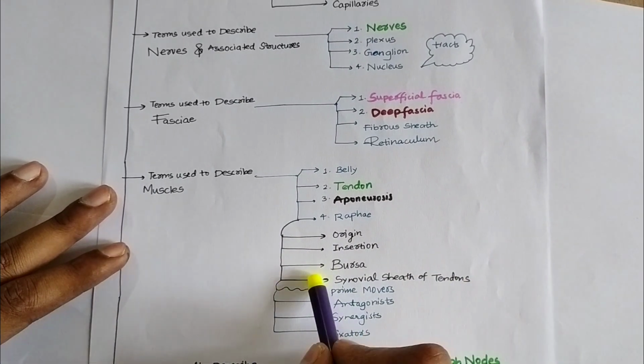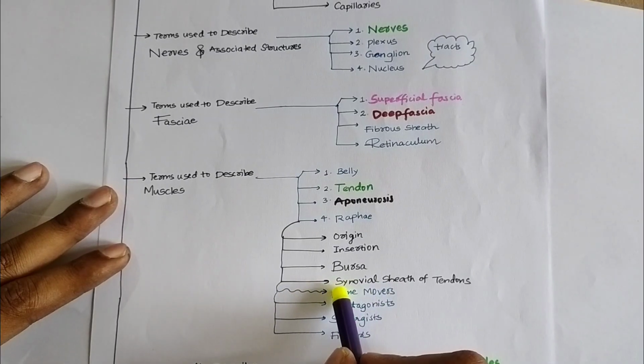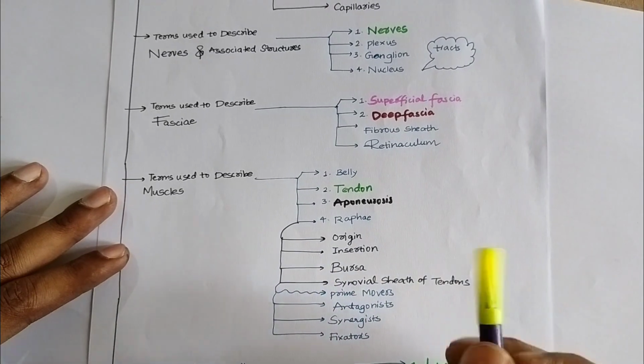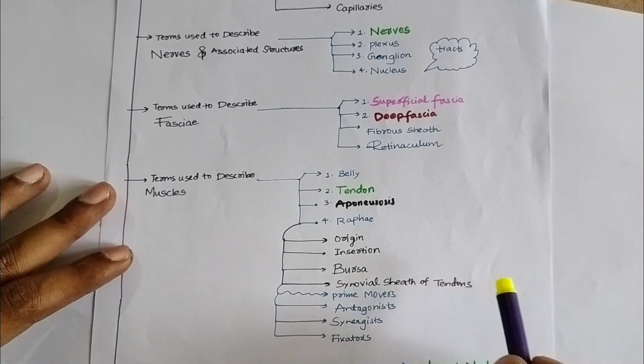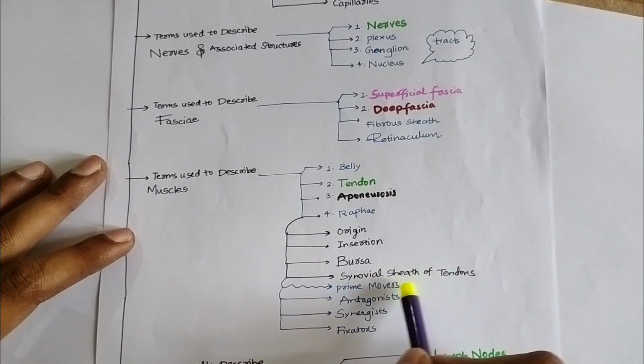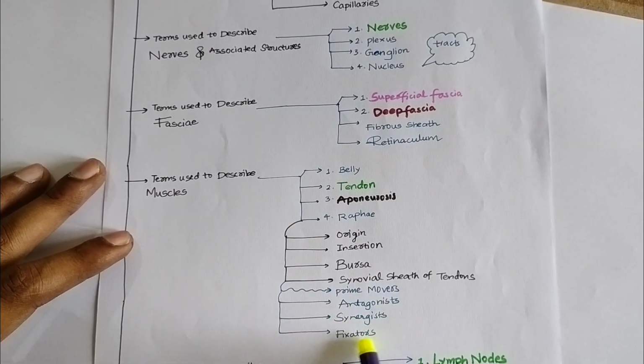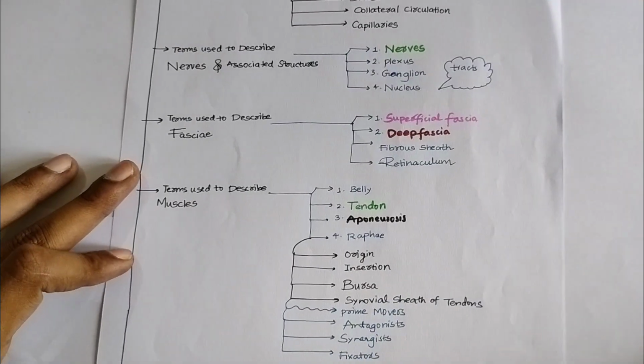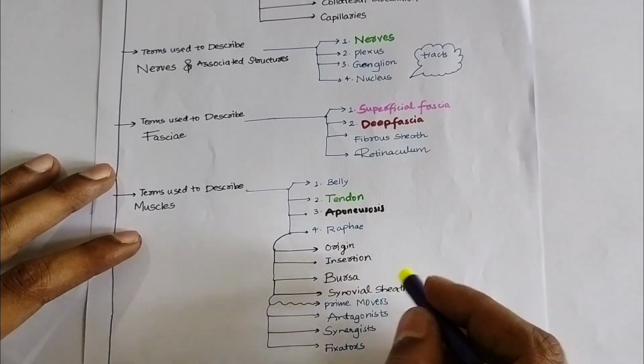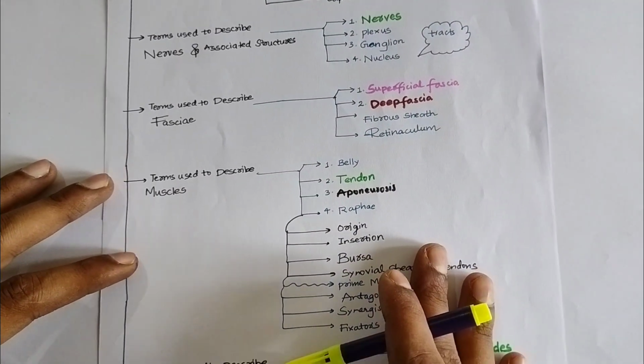Everything you should know. And what is a bursa, they are also called synovial sheaths of tendons, prime movers, antagonists, synergists, fixators. You should know these terms, and they will be very useful for you.